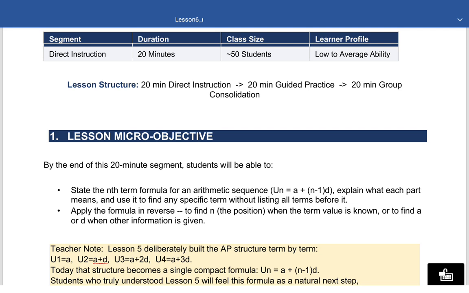Good. Now we have the position for n. We have our first term. We have our common difference. We have n to be 17. We can solve this question. Thank you.